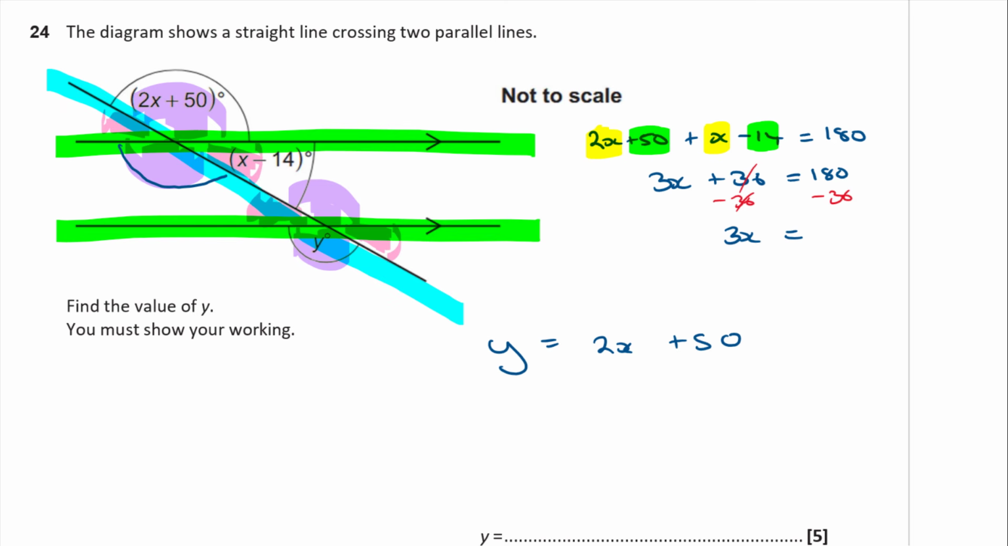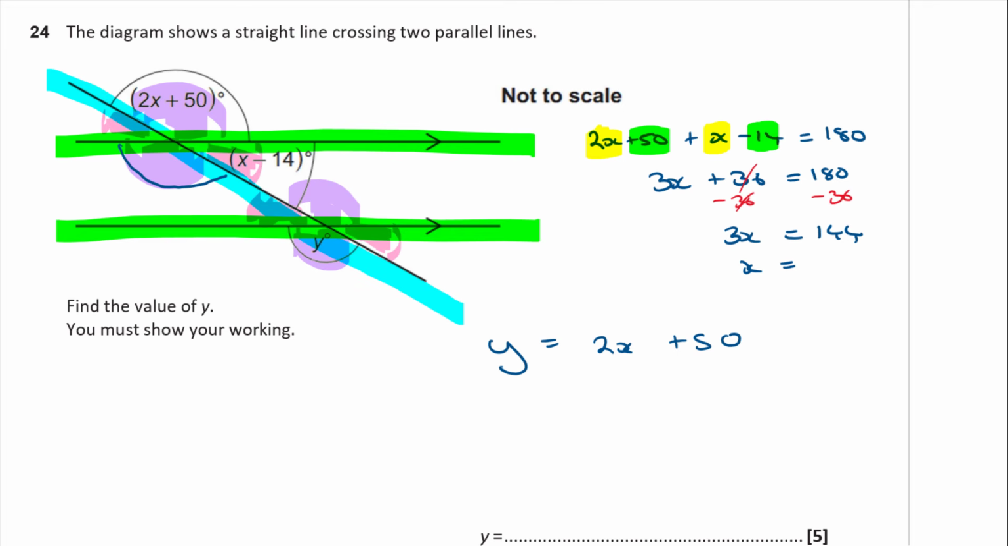180 take away 36, what's that? 144. And then, to find x, I'm going to have to divide it by 3, aren't I? So divide by 3, divide by 3, give me x, and 144 divided by 3, what's that then? 3's into 120 go 40 times, it's going to be 40 something, and then 3's into 24 go 8 times. So I think it's 48. I want to double check that on the calculator, but I think it's 48. 48, 96, 144, yeah, that's right.